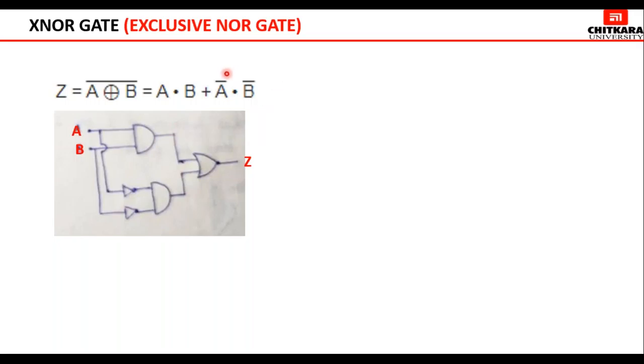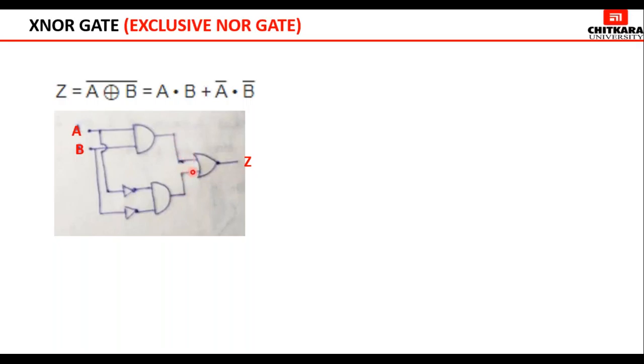Now let's see how to get A bar dot B bar. So now I need A complement and B complement. Again in front of A, I have to place a NOT gate. So the output terminal here will be A complement. Likewise in front of B, I have placed a NOT gate. So the output terminal here will be B complement. And then A complement and B complement need to be combined together with the help of an AND gate. So the output here is A dot B. The output here is A complement dot B complement.